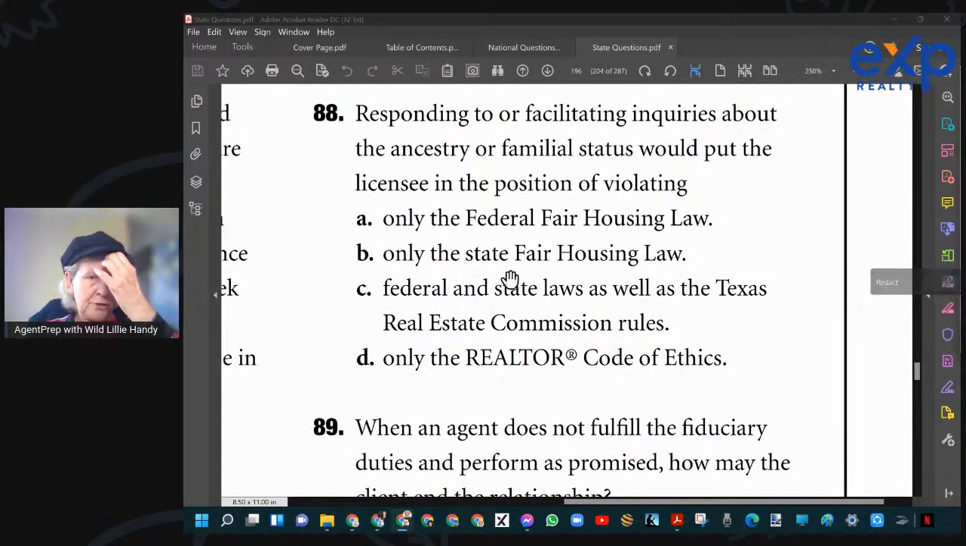Okay, 12 questions. All right, change your baseball cap or your hat, you're thinking, and let's shift to state. Responding to or facilitating inquiries about the ancestry or familial status would put the licensee in the position of violating what? Okay, this is a national law, even though it's under state, right? So A, only the federal fair housing law. B, only the state fair housing law. C, federal and state laws, as well as the Texas Real Estate Commission rules. Or D, only the Realtor Code of Ethics.